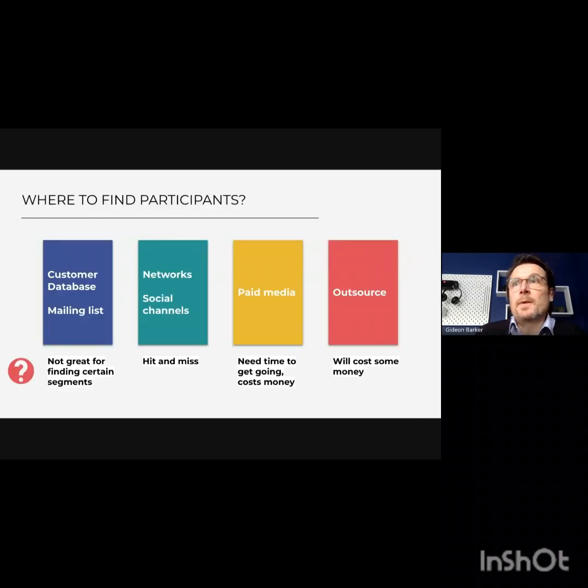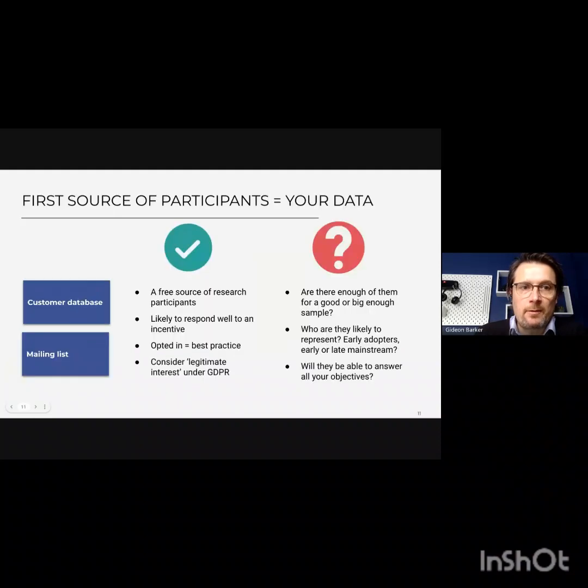So I'm going to quickly go through some of these options, and then I'll allow a few minutes at the end if there's any questions. Otherwise, we'll finish up roughly in about 10 minutes or so. So I've talked about some of these options already, things like your mailing list, your customer database, networks, your social media networks, using paid media or outsourcing it to a specialist. And there are pros and cons of each, which I'll just rattle through.